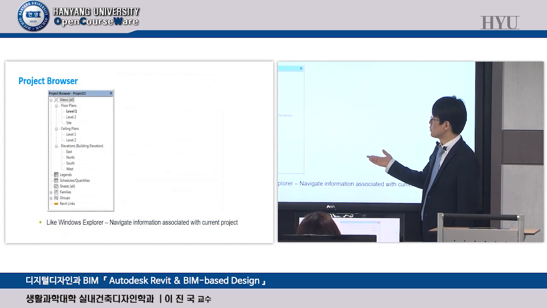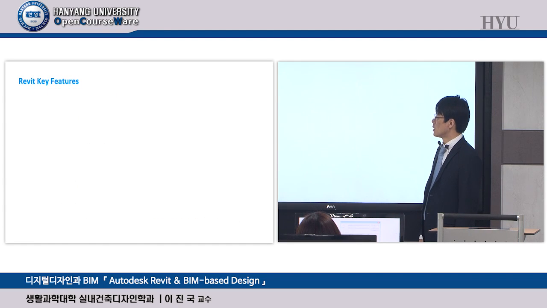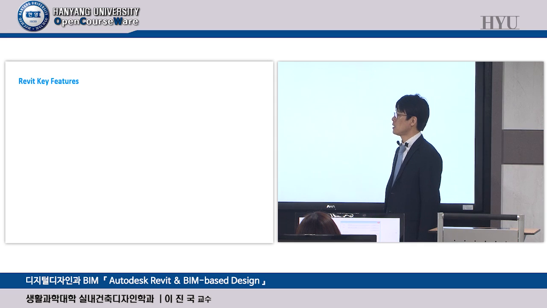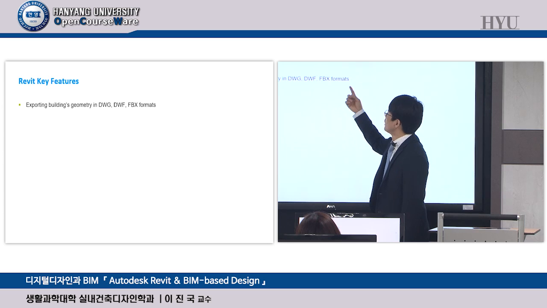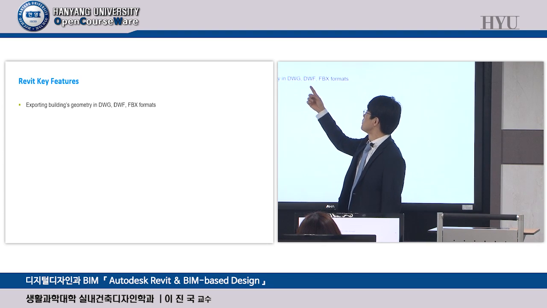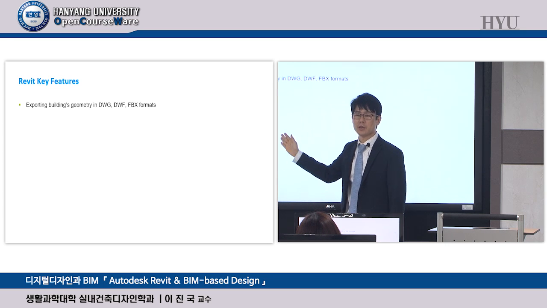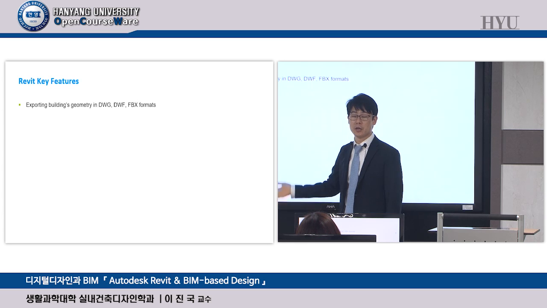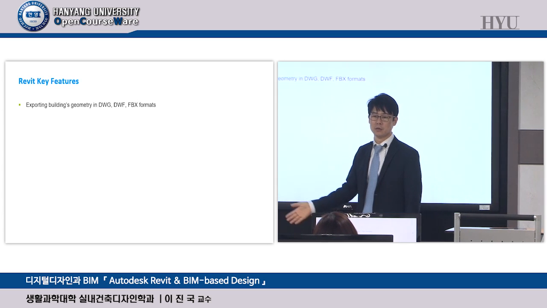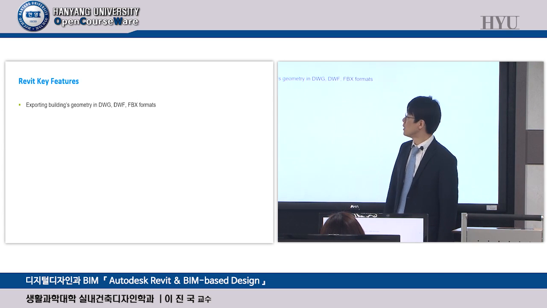Property windows, project browser, we already reviewed. Let's take a look at some key features of Revit. Firstly, you can export building geometry in DWG, DWF, FBX. FBX contains Autodesk material, texture. So you don't need to texture again and again in 3D Max. You can render without any additional efforts.